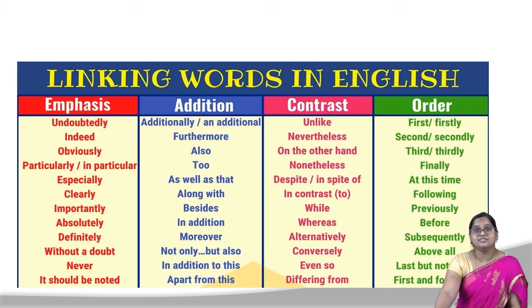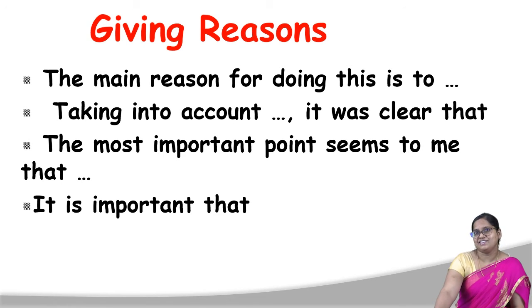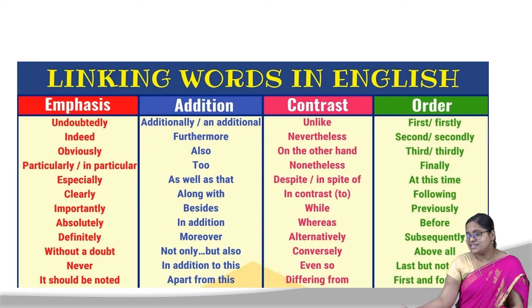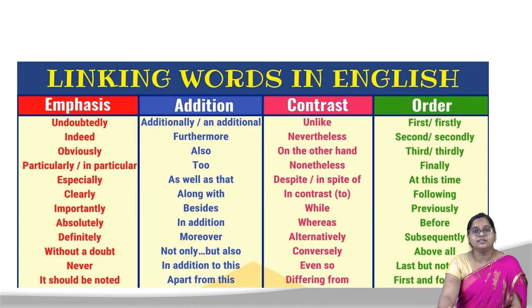See now, I have put up another slide here showing some linking words in English. Earlier we discussed the expressions you can use for giving reasons. And now let me take you through this list of linking words in English. When you are showing emphasis, or when you want to stress one particular point, you can use all these expressions. Undoubtedly, indeed, obviously, particularly, in particular, especially, clearly, importantly, absolutely, definitely, without a doubt, never, it should be noted.